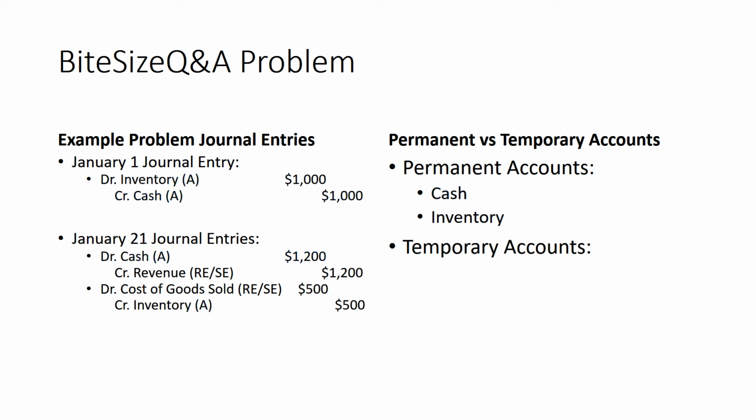Next, let's think about the temporary accounts. Temporary accounts are accounts that change our retained earnings account. Here we have both revenue and cost of goods sold. Both of them affect our net income, and they will close into our permanent retained earnings account. So these are our temporary accounts right here.